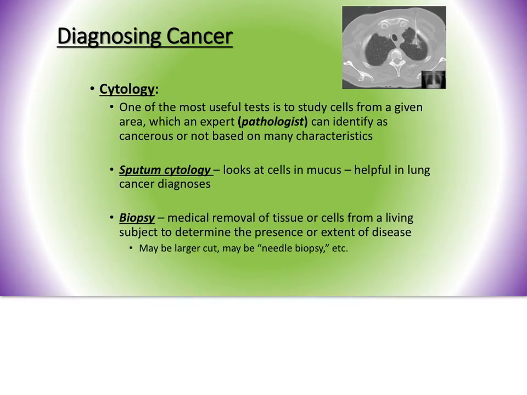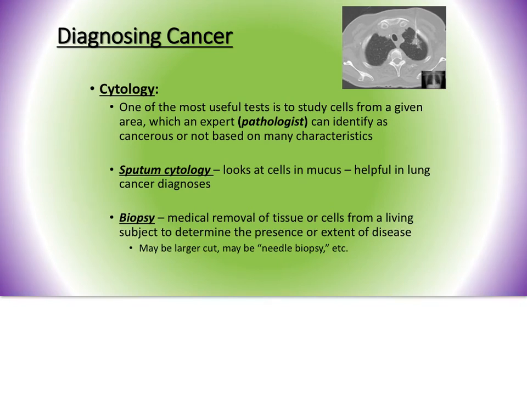Last thing here when we talk about diagnosing cancer is cytology, which is an extremely useful test because you can actually study a cell or a group of cells from an organ. And if you can obtain a group of cells from an organ, then you can have a pathologist or an expert identify whether or not those cells are cancerous by looking at them under the microscope. So a really common thing that's done if someone is suspected of having lung cancer is called sputum cytology. And that's where you collect some of their mucus when they cough, sputum, and then try to look at that in the laboratory and look for cells in that mucus.